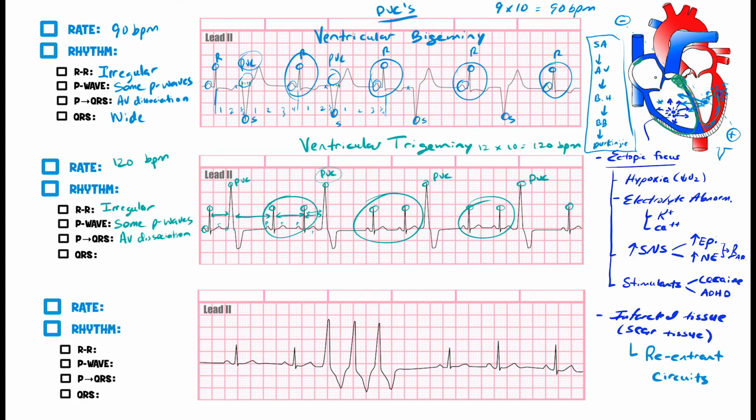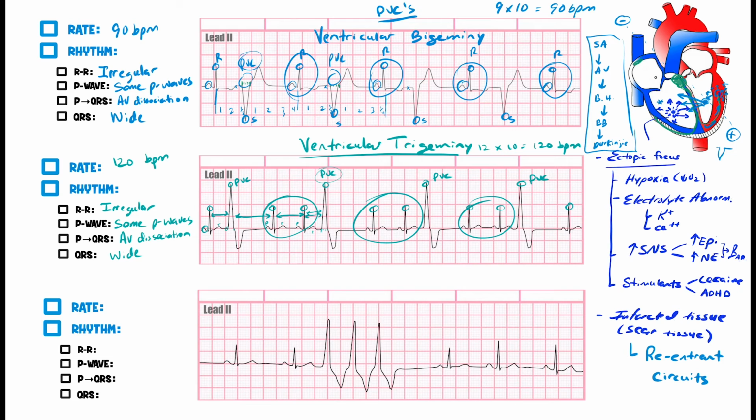Next thing, QRS complexes. Are these wide or narrow? This is obviously a wide QRS complex. Okay? And again, we determined that the PVCs have a very specific pattern to them. They're occurring after every 2 normal PQRST complexes. Okay? So that's ventricular trigeminy. If it's after every normal PQRST complex, it's ventricular bigeminy.